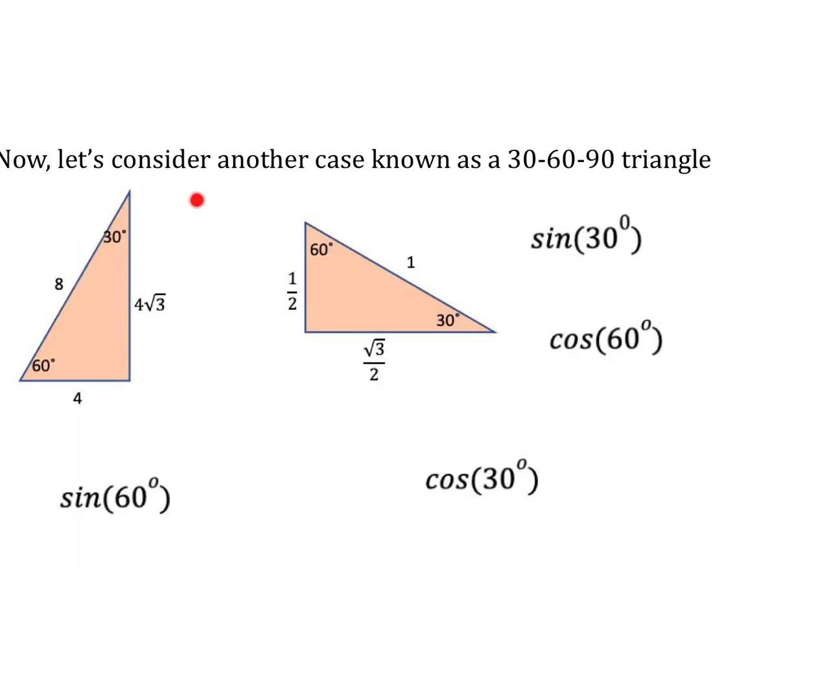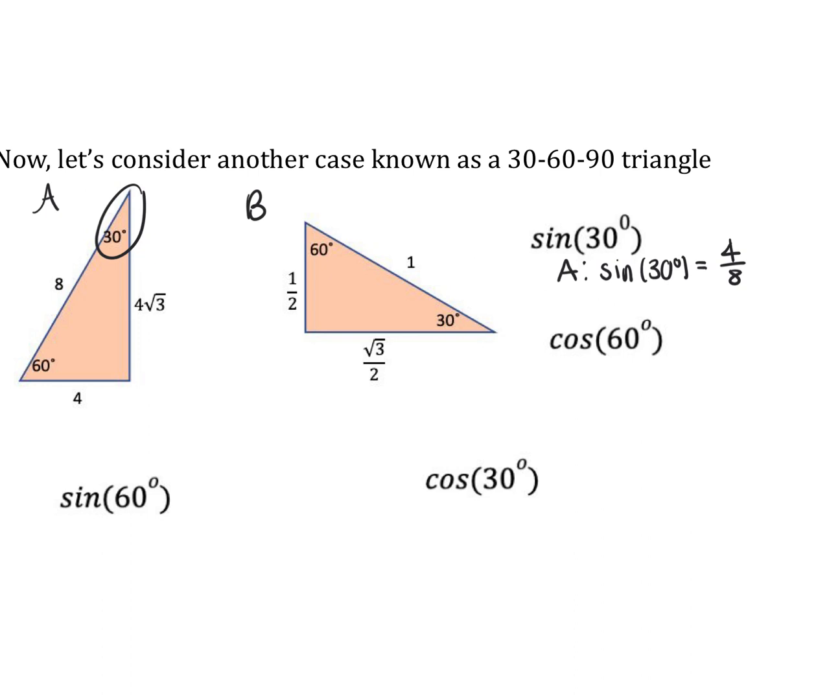Okay, so we're going to consider another case known as a 30, 60, 90 triangle. And what I'm going to do is actually label these triangles A and B, and then I'm going to find sine of 30 degrees, cosine of 60 degrees, cosine of 30 degrees, and sine of 60 degrees using both of these triangles. So we're going to start with sine of 30 degrees.